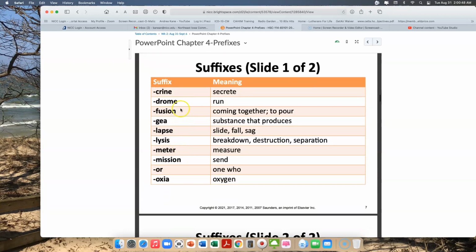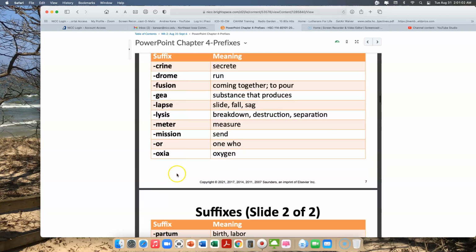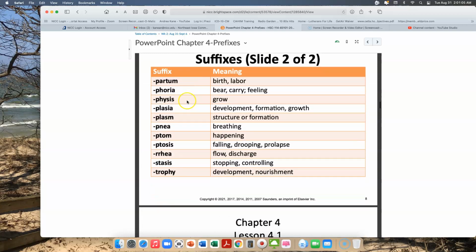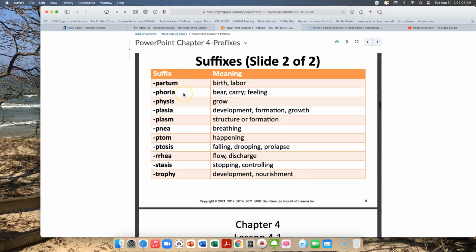Now on to some suffixes. Crin, drome, fusion, gia, lapse, lysis, meter, mission, oxia. More suffixes. Partum, phoria, physis, plasia, plasm, nia. Watch out again for that PN. Tum, like symptom. Ptosis, rhea, stasis, trophy.